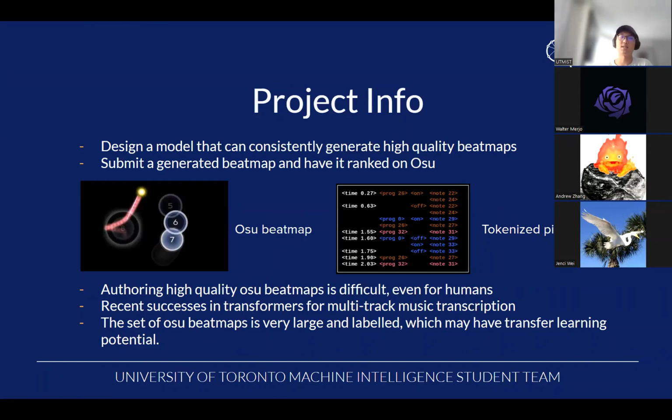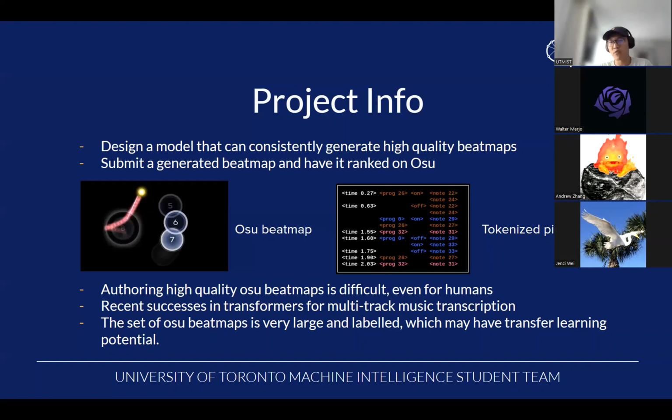So essentially, your task is to design a model that could consistently generate high quality beat maps. And since all the beat maps are created by the community itself and also reviewed by the community on the platform, the ultimate goal is to generate a beat map and have it ranked on the OSU website, which is actually a really difficult task even for humans. So if you are actually able to create a model that generates a ranked beat map, that would be an amazing thing to accomplish.